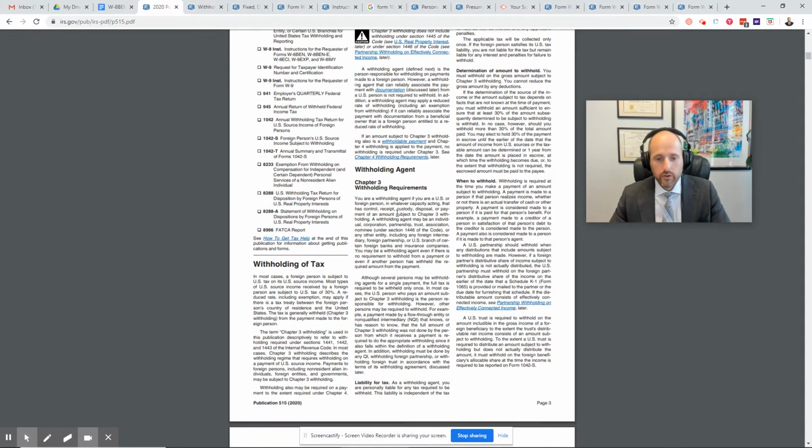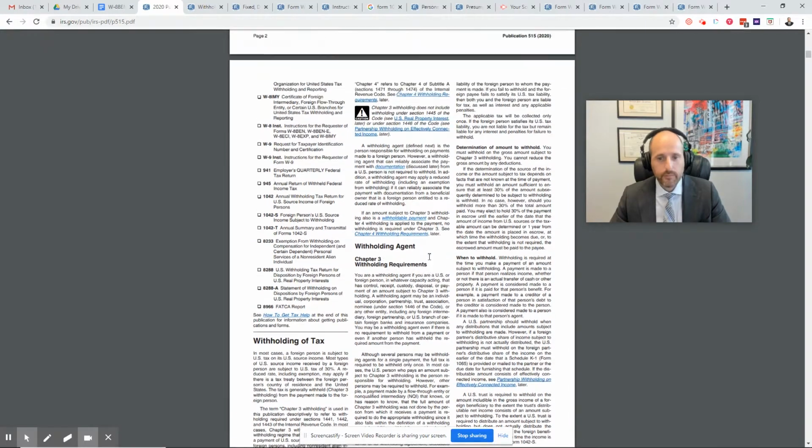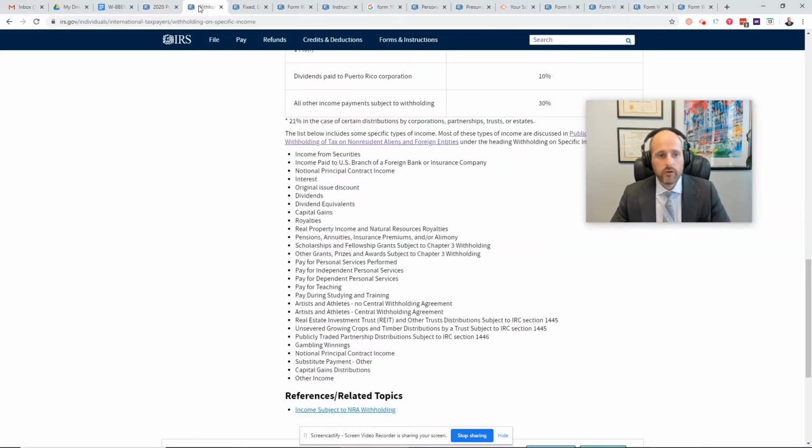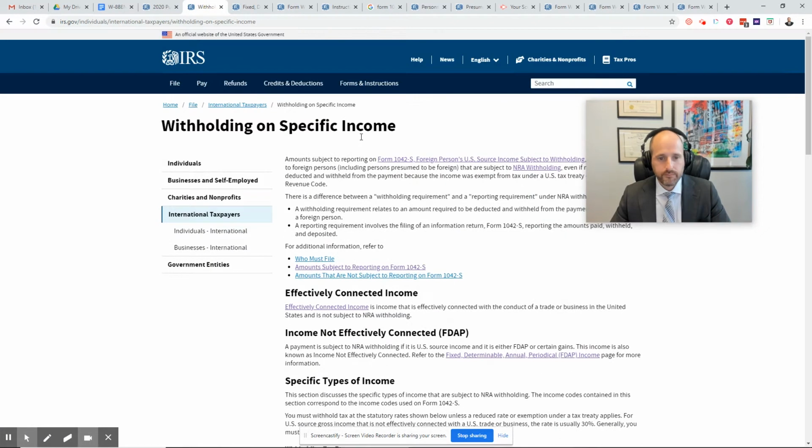Okay, so withholding requirements under Chapter 3. Basically, if you're paying U.S. source income to a foreign person, then you have to withhold. Okay, so let me see. Determination of amount to withhold, when to withhold. It's generally 30% is the flat rate on U.S. source income paid to a foreign person. But I want to go to further different sources here.